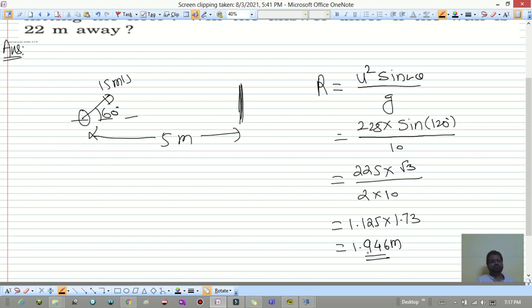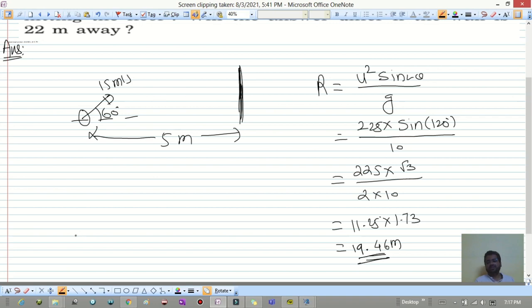So yes, here it is 22.5, that is 11.25. Just a minute. Yeah, here we have 11.25, that indicates it is 19.46. So yes, this 19.46 indicates it will surely hit the wall. Okay, so the height of the wall is not given, so you have to consider infinite height.